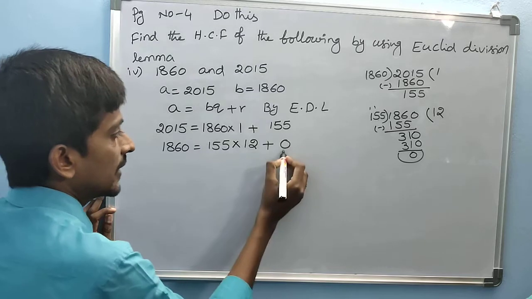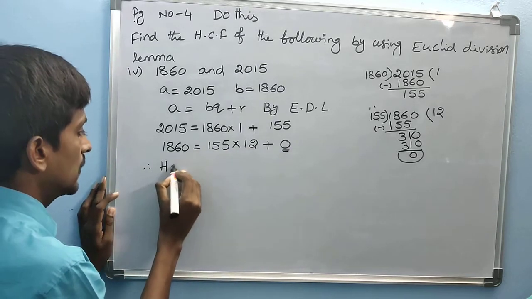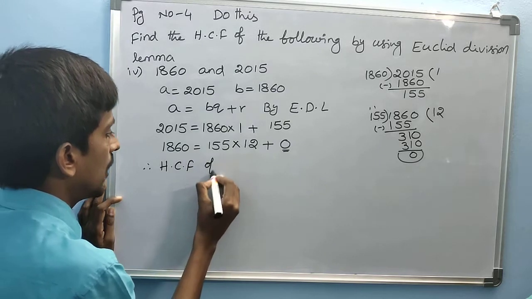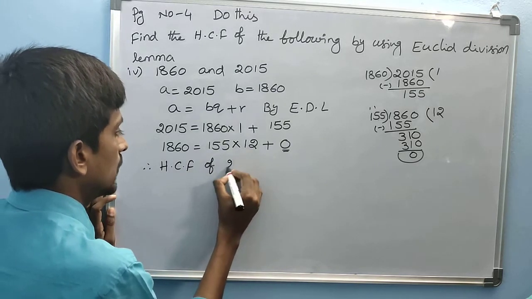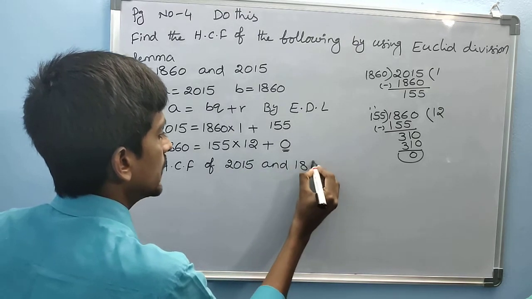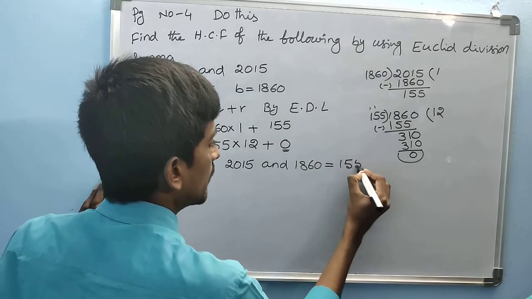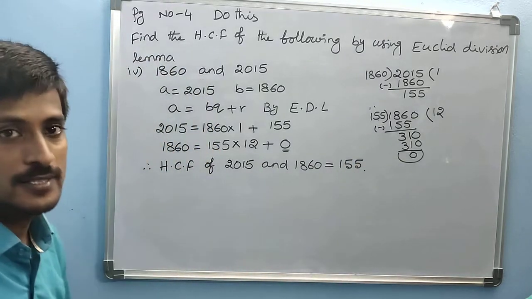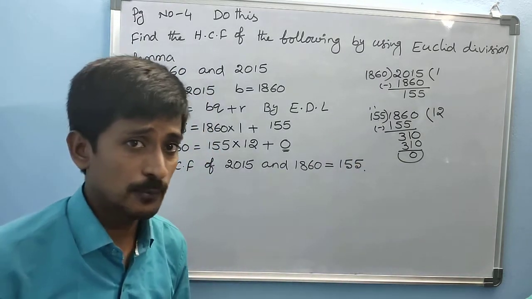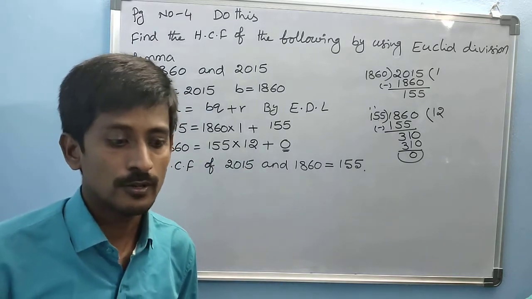So here R equals 0, therefore HCF of 2015 and 1860 is equal to 155. This is a very important method and an important model from our examination point of view.